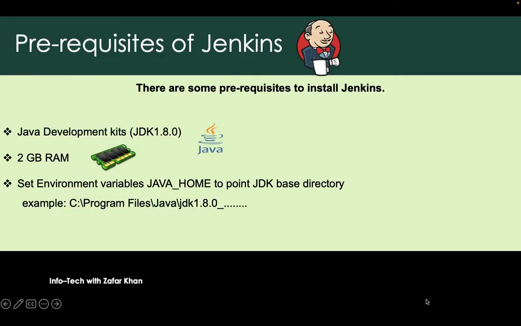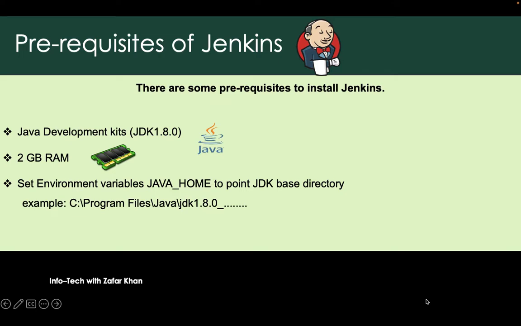So as we discussed in the last lecture, there are some prerequisites to install Jenkins. First one is Java should be there because Jenkins is written in Java, so Java should be installed. The second point is 2 GB RAM is required at least. The third point here is mentioned for the Windows operating system. It's not for Linux.